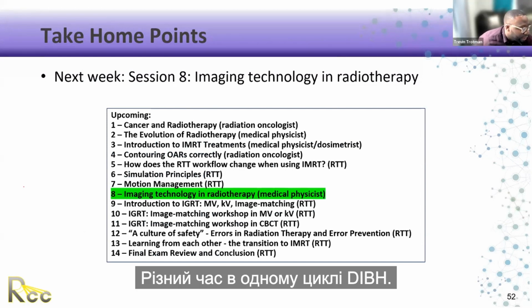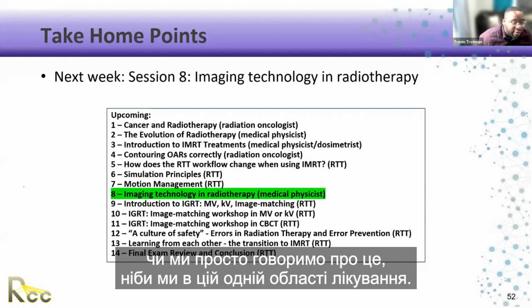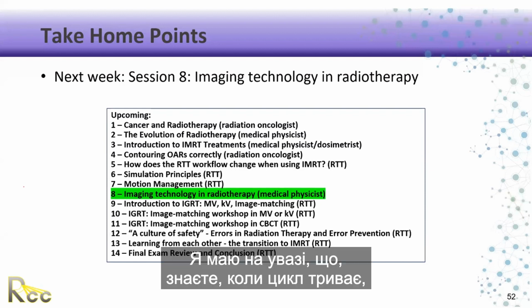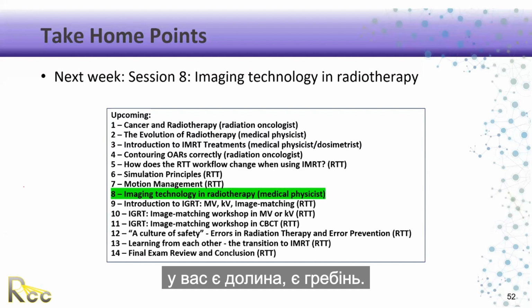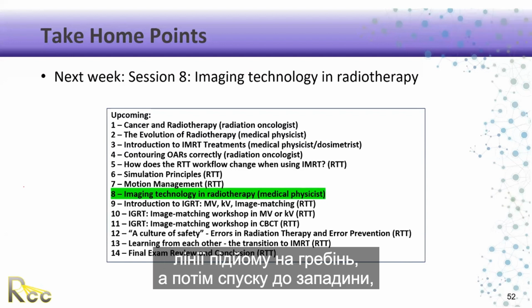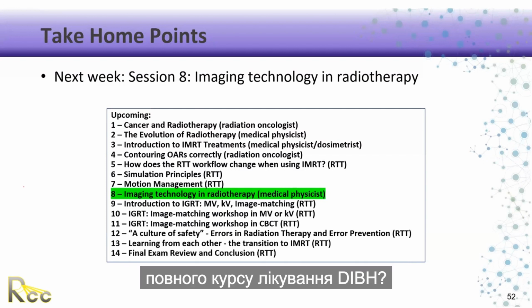Differing timing in one DIBH cycle? Just to clarify, are we talking about treating one field, where in that one field of treatment we see different timings? No. What I mean is, as the cycle goes on, you have a trough, you have a crest. That's one complete cycle. So from the zero line coming up to a crest and then going down to a trough to get a complete cycle, is it the same along the line of one complete treatment for DIBH?